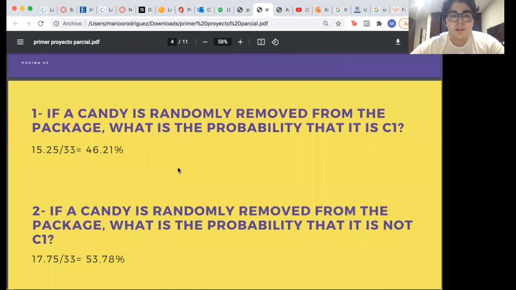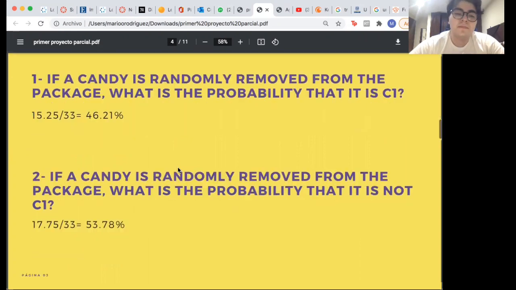The problem one says if a candy is randomly removed from the package, what is the probability that it is color one? Well, you need to divide 15.25 divided by 33, that equals 46.21%.